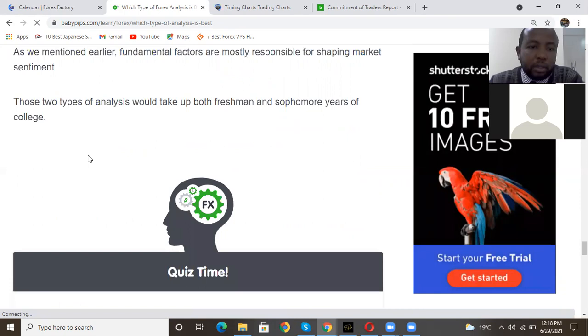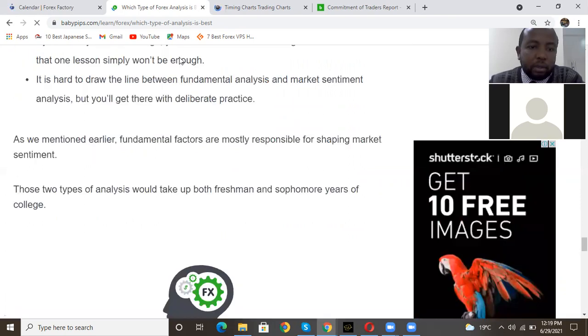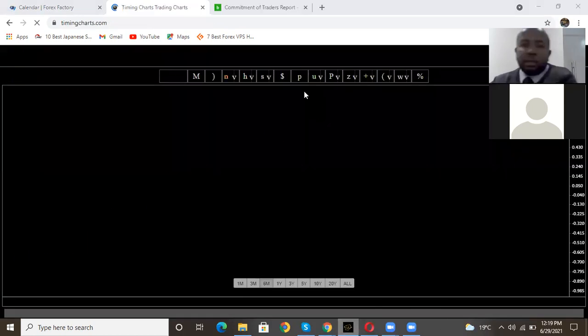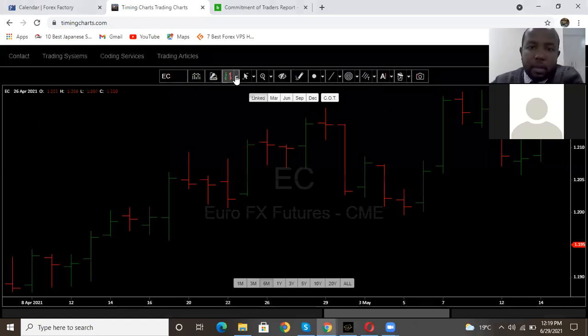So I think this one we are done. So now let's go to the real thing. So sentiment is basically visualizing. So let's visualize our charts. So before I go to, yeah, it's good now.